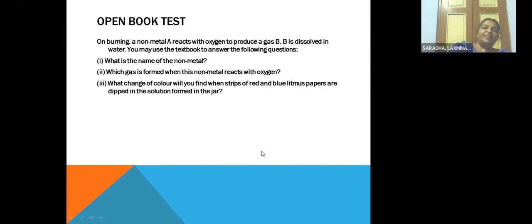And when we are testing it with red or blue litmus paper, red litmus paper shows no color change, but blue litmus paper turns red. That says it is acidic. So all this can be tested with the one part. Like this we can try many open book tests also. Am I clear, teachers? Shall I go with the next one?